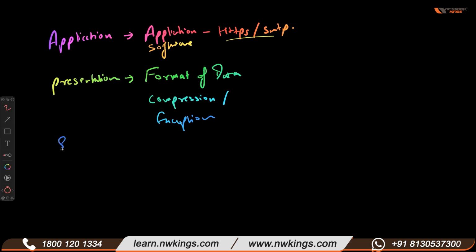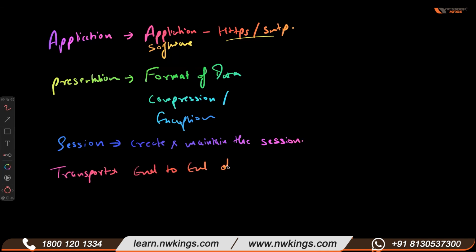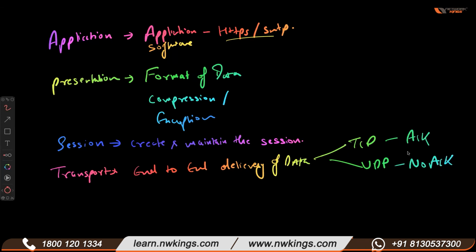So when the data goes to the session layer, what is the responsibility of the session layer? Create and maintain the session. Okay, and when data goes to the transport layer, the transport layer is responsible for end-to-end delivery of data. It takes care of all the delivery part with the help of two protocols, TCP and UDP. TCP always sends acknowledgements, whereas UDP does not. TCP has sequencing, which puts a number over the packet, segmentation, which divides the data into parts, and retransmission. All of this work falls under transport.